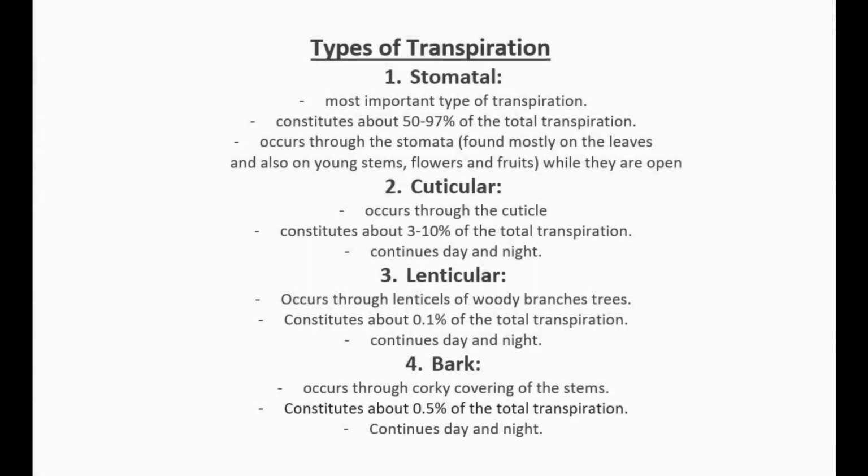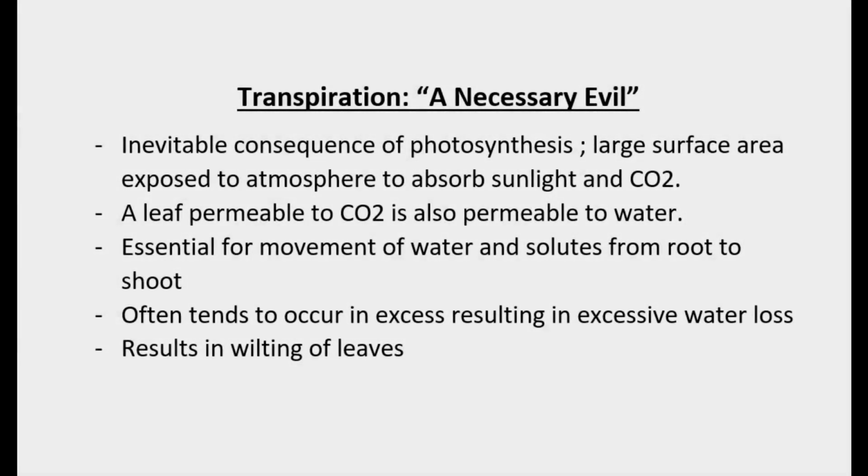There are four major types of transpiration: stomatal, cuticular, lenticular, and bark transpiration. Transpiration is an inevitable consequence of photosynthesis because for adequate photosynthesis to take place, a large surface area must be exposed to the atmosphere to absorb sunlight and carbon dioxide. A leaf which is permeable to CO2 will also inevitably be permeable to water vapor.